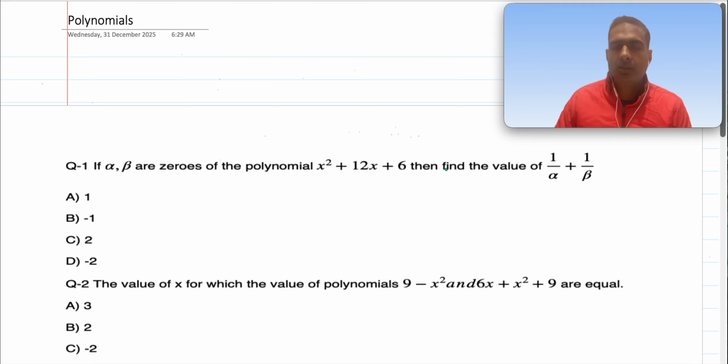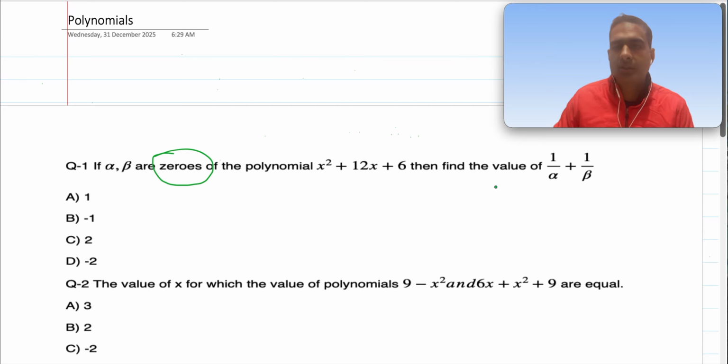So one way, or the first thing which comes in our mind is, we can find out the values of the alpha and beta, the roots of this equation. Roots and zeros are basically the same thing, so we don't need to worry about that. So we can find out the values of alpha and beta, substitute in this and calculate that. But that will take a lot of time. First we have to solve this by splitting the middle term, then we have to find out the values of alpha and beta, then we will put in this equation and then we will solve that.